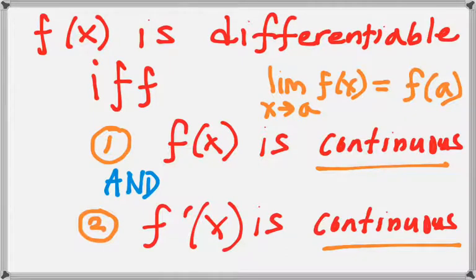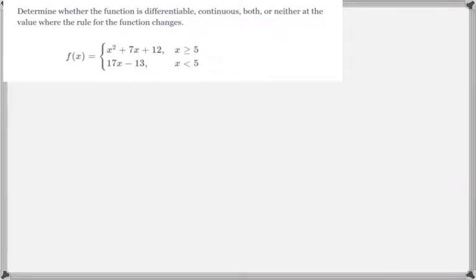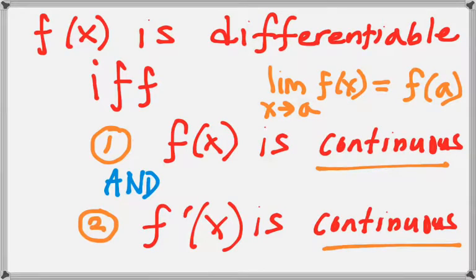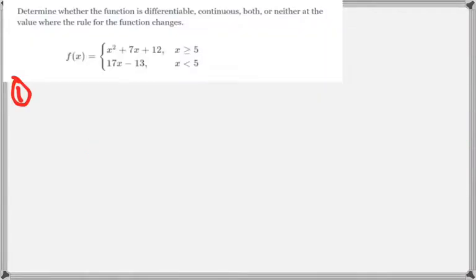So let's look at a couple examples. This first one states, determine whether the function is differentiable, continuous, both, or neither at the value where the rule for the function changes. So in this case, the only point of concern is at 5. It's asking us to think about what's happening at 5. So let's first determine, is f of x itself continuous or not at 5? Because if f is not continuous, then we've already failed this first part, meaning the second part is not even relevant. So is f continuous at 5?